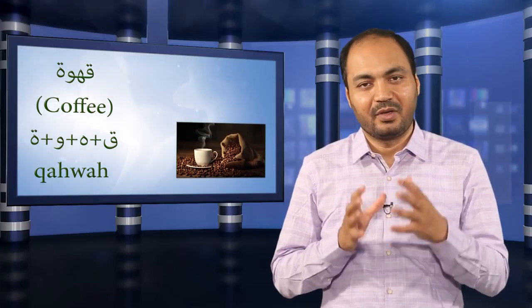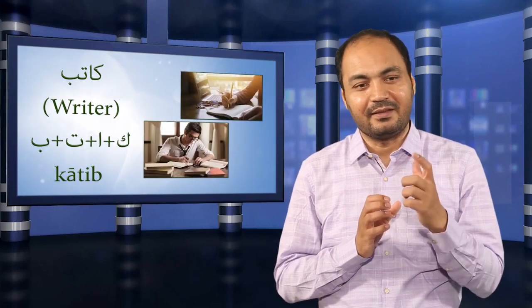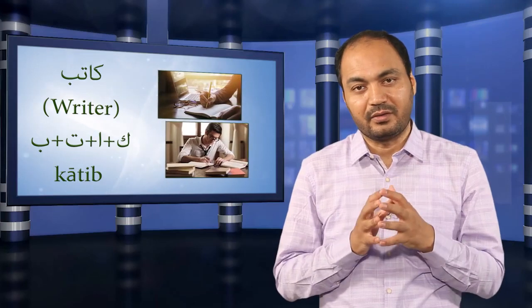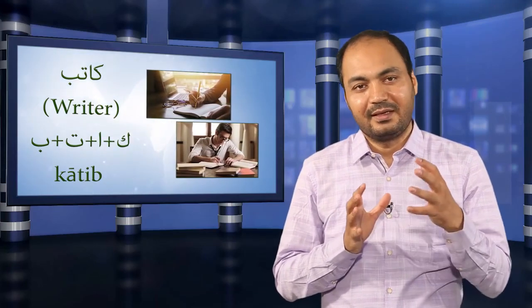Qahwa is coffee. Now I am going to give you another Arabic word starting with kaf. Now the difference between qaf and kaf. Qaf, kaf, very close and very similar in fact, but they have different sounds. Kitab, qalam. Do you see the difference? So now the next word starting with kaf is katib. And katib is writer. Katib, writer.